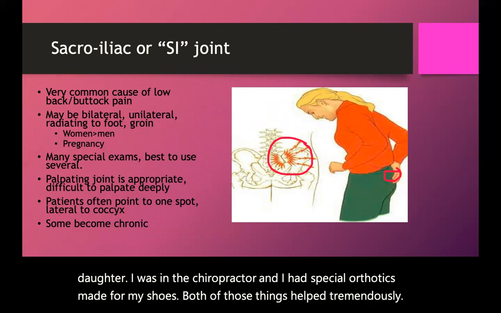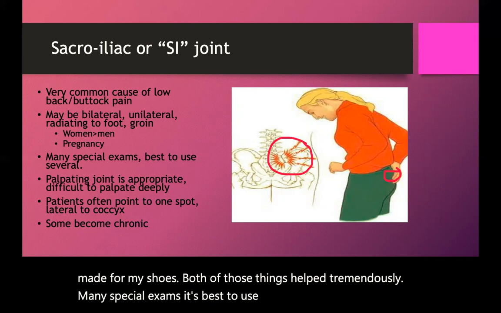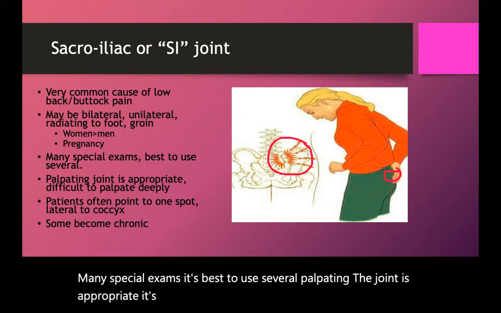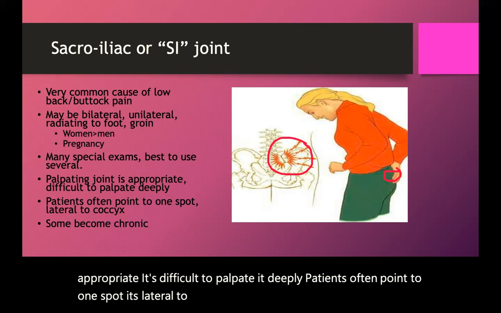For special exams, it's best to use several. Palpating the joint is appropriate, though it's difficult to palpate it deeply. Patients often point to one spot, and it's lateral to the coccyx. Some become chronic.